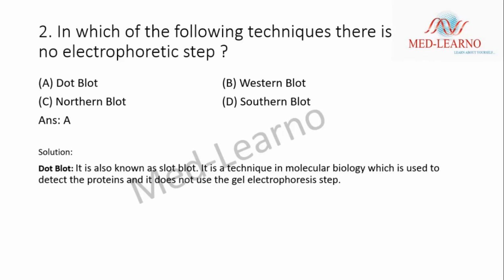gel electrophoresis step. The steps involved are protein extraction, then blotting on the nitrocellulose or PVDF filter, then blocking with a BSA medium, addition of primary antibody, then removing of the primary antibody, then addition of secondary antibody, then the colorimetric detection will be done. So this is how dot blot is done without the usage of an electrophoretic step.